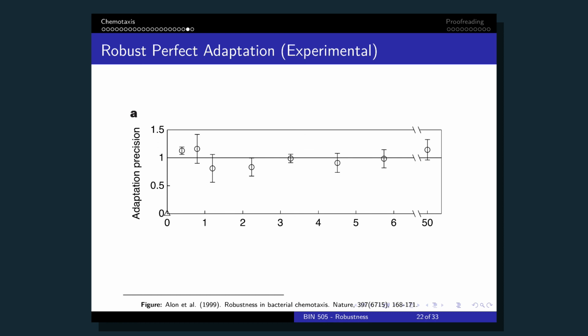And as you can see, for a very wide range of R expression, bacteria still were able to exactly adapt back to their original steady state, within error bounds, of course, but this is pretty impressive how the system can actually perform exact adaptation even in dramatically different amounts of a critical protein, in this case R.